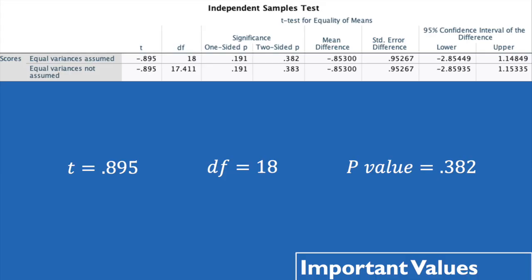So df, which stands for degrees of freedom, refers to the number of independent values that can vary in a statistical calculation. Here we have 18 values. And then the p-value, this is going to be the number we're really going to look at.